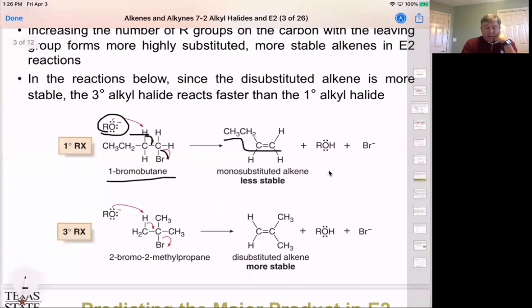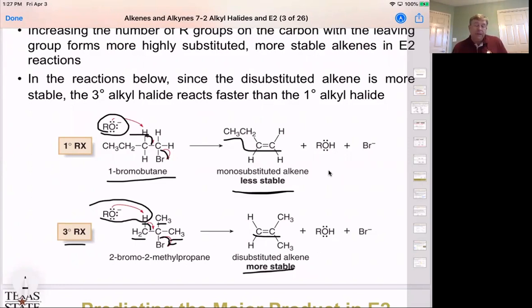So let's look at our tertiary alkyl halide here. All three of these methyl groups are equivalent, so it really doesn't matter which one we do. Again, in the E2 mechanism, the first thing that happens is our base comes in and starts to tug on that hydrogen, pulling it off. Then the electrons kick in, and our bromine kicks out, giving us our substituted alkene. It doesn't matter which of those protons we pull off, but we can only form a di-substituted alkene. But this di-substituted alkene is still more stable than a monosubstituted alkene.